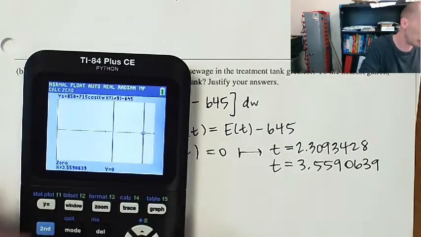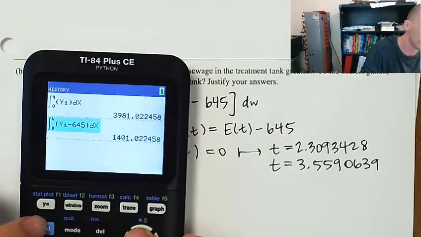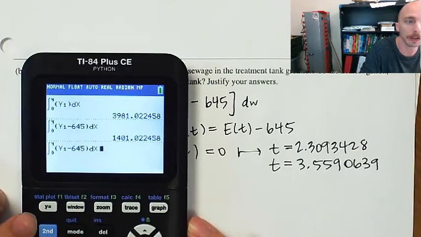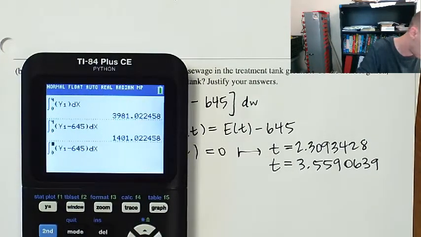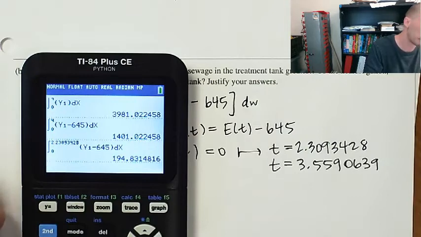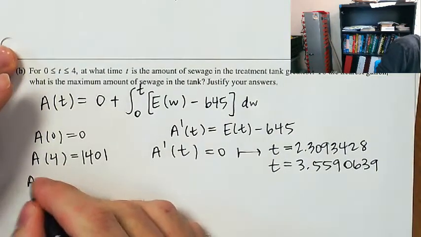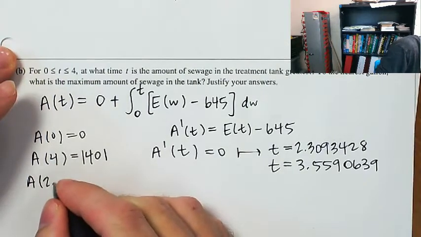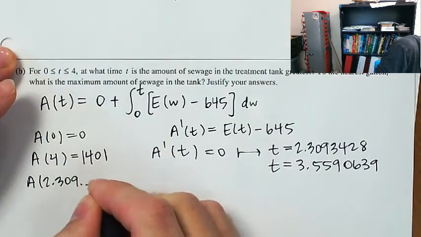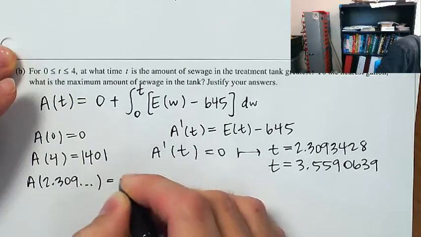Okay, now what I'm going to do is I'm going to quit, and I'm going to go back to this thing, and I'm going to just kind of manipulate the upper bound, right? So I need to check the amount at 2.230933428, and I'll get 195 gallons. Okay. What was it? 195.